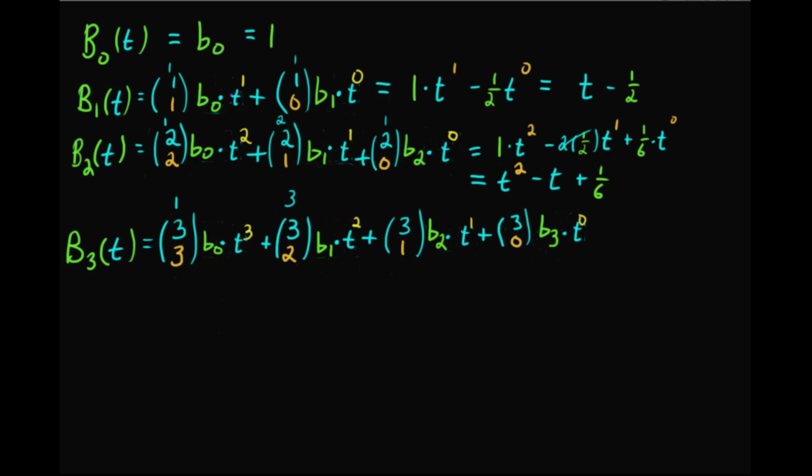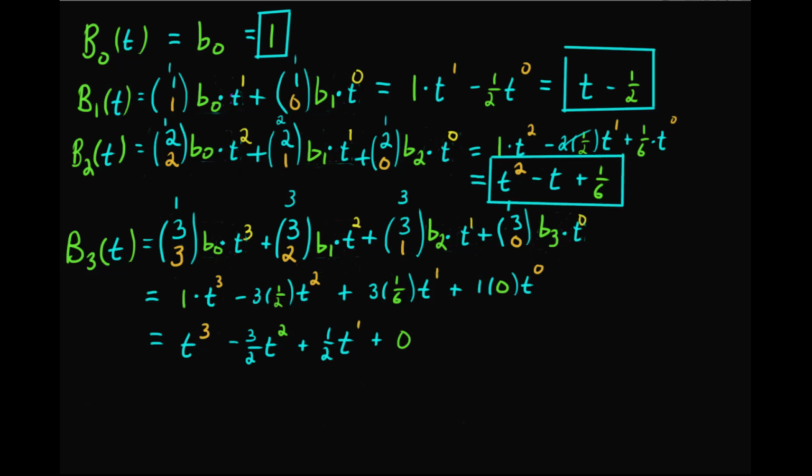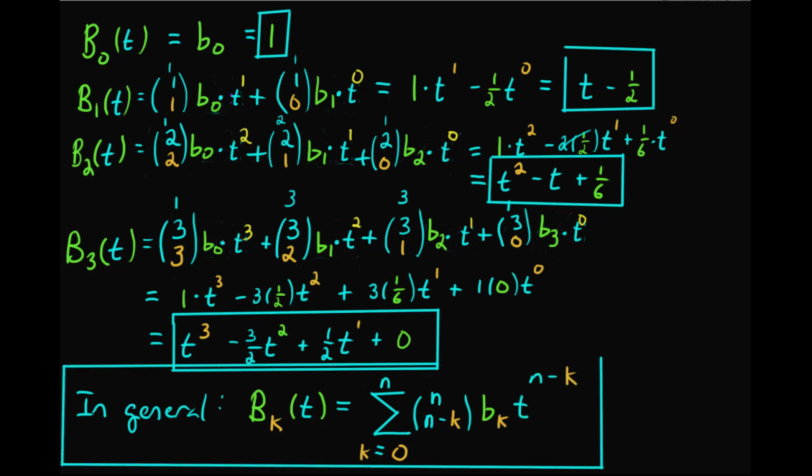Now looking at B sub 3 of t, the coefficient 3 choose 3 equals 1, 3 choose 2 equals 3, 3 choose 1 equals 3, and 3 choose 0 equals 1. So we get B sub 3 of t equals b sub 0 times t cubed, so 1 times t cubed, minus 3 times a half times t squared, plus 3 times 1/6 times t to the first, plus 1 times 0 times t to the 0. And that equals t cubed minus 3 halves t squared plus 1/2 times t to the first plus 0. So I'll just put a box around those results, and we find that in general, the nth Bernoulli polynomial, B sub n of t, equals the sum indexed from k equals 0 to n of the binomial coefficient n choose n minus k, times b sub k times t to the n minus k.